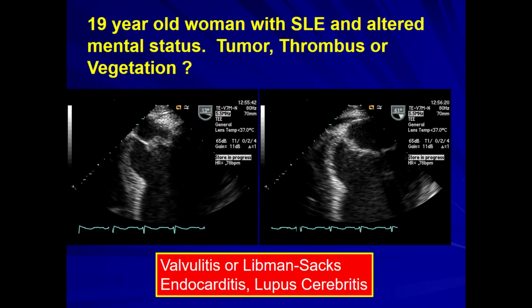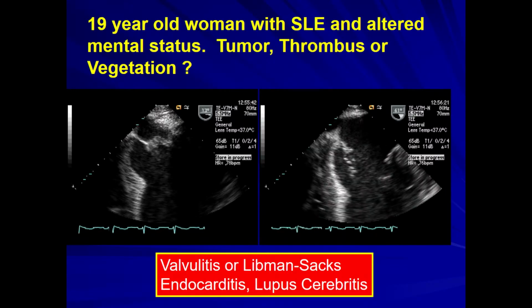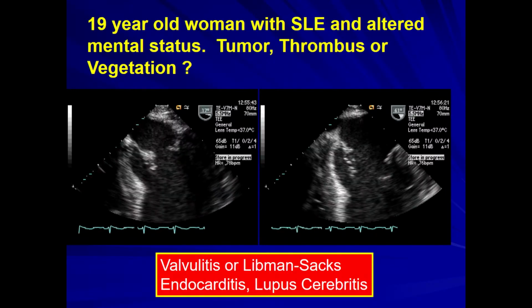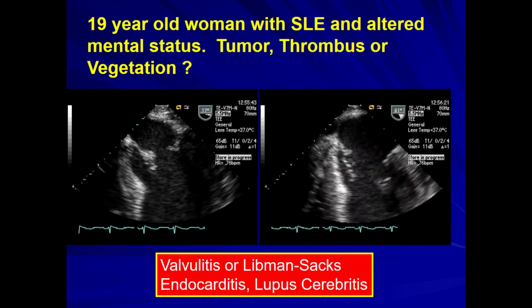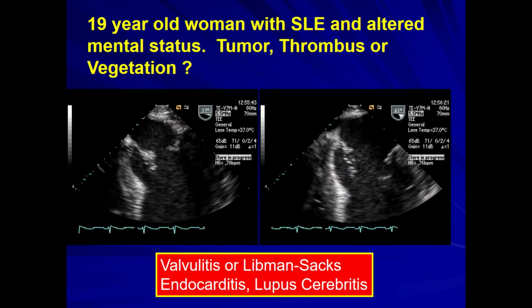So this is a 19-year-old woman who presented with lupus and lupus cerebritis. She had altered mental status. And you can see, it's slow in moving here, but you can see that the mitral leaflets are very thickened all the way down from the tips to the base. And both leaflets are equally involved. So this is a classic case of valvulitis or Libman-Sacks endocarditis.